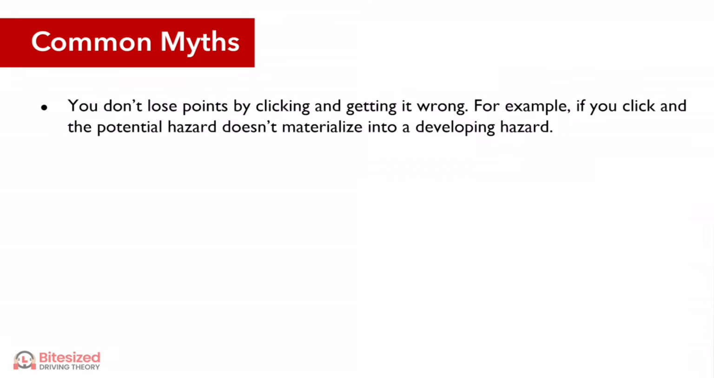We only get points, and this is what the test is testing, we only get given points if we click and then it develops into an actual hazard. So if you click and it doesn't materialise, or if you click and you think you see a hazard but it's actually not a hazard that is developing, then you don't lose points for that.